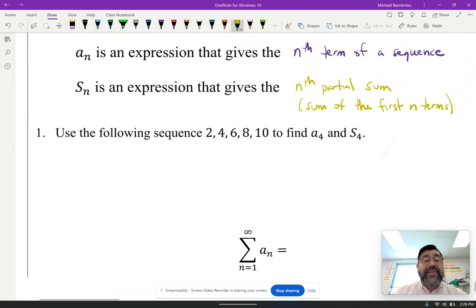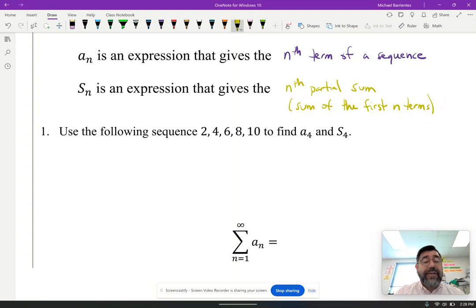So when I look at this example here, I have the sequence 2, 4, 6, 8, 10, and it goes in that pattern. Can we find a sub 4, and can we find S sub 4? Well, a sub 4 is the fourth term, 1, 2, 3, 4. N equals 4, that would be 8 as the fourth term. So a sub 4 is just 8, because that's the term in the fourth position. That's different than S sub n.